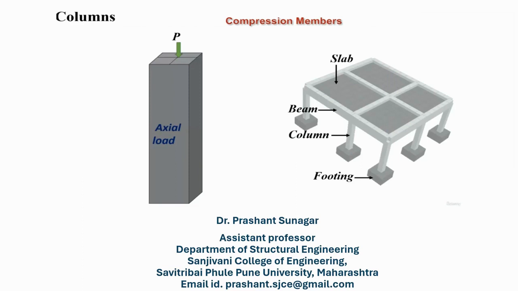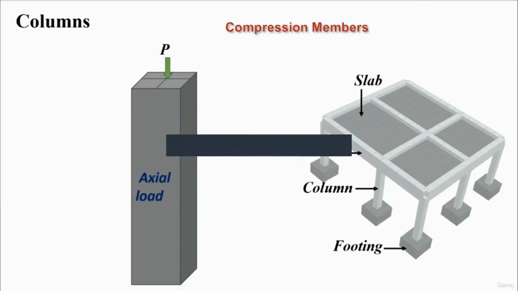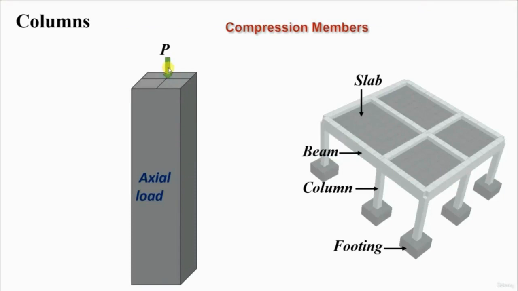So today I am going to talk about what is a column, what are the different types of column, and how the load is going to be taken care of by the column. A column is a compression member. It is one of the structural elements that are pushed together to carry the load. When the load is applied on the column, it tries to push that member. So that's why it is called a compression member.